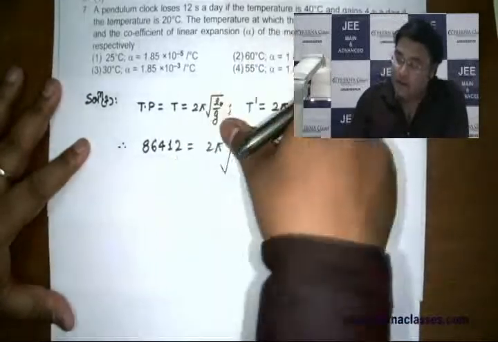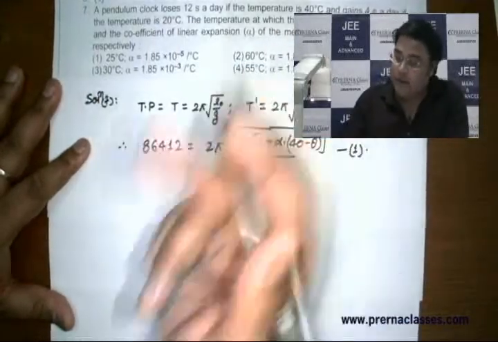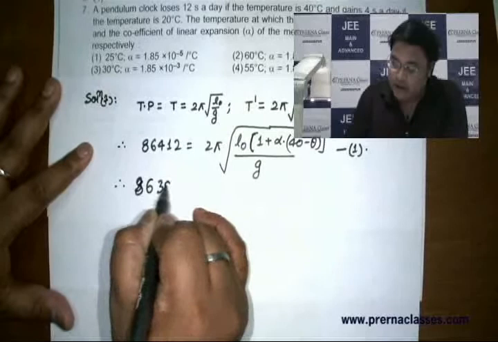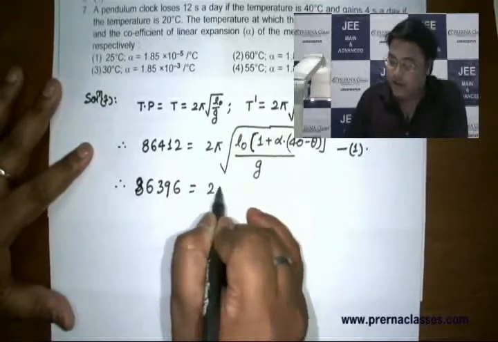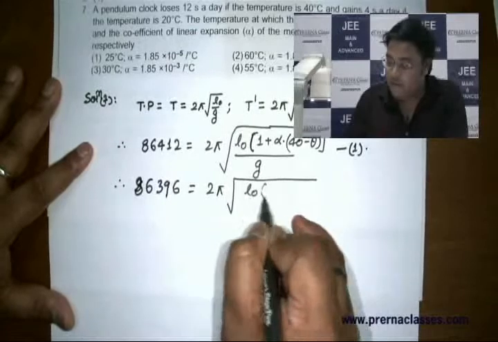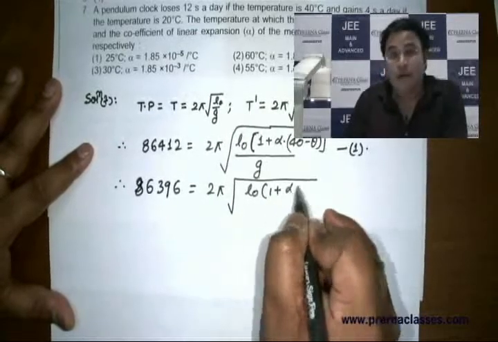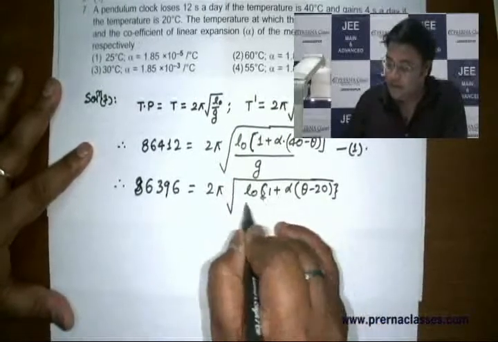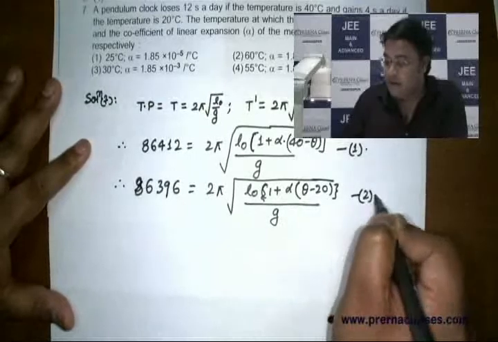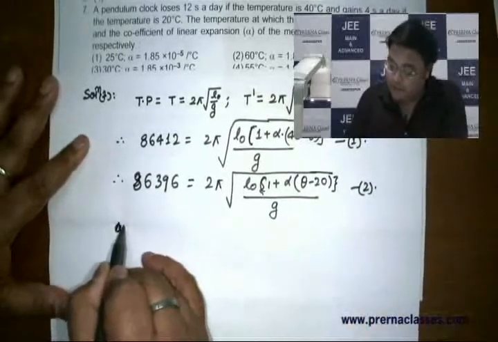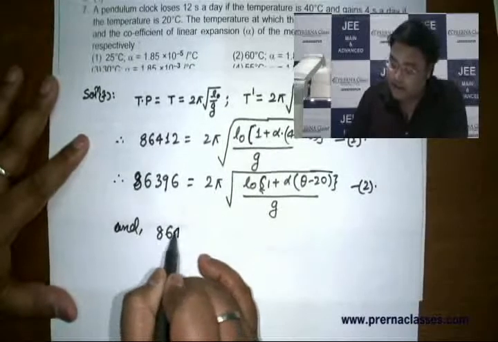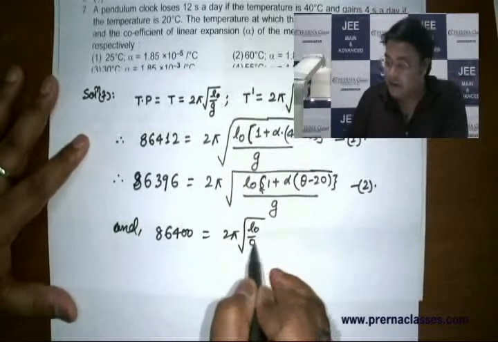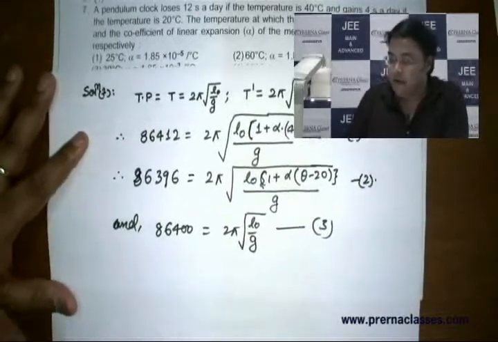Similarly, you may write at temperature 20 degrees, it gains 4 seconds. So you may write it as 86,396 equals 2 pi under root of L naught into 1 plus alpha into (theta minus 20) divided by g. It is equation 2. And for actual time, we have 86,400 equals 2 pi under root of L naught by g. So we have 3 equations.